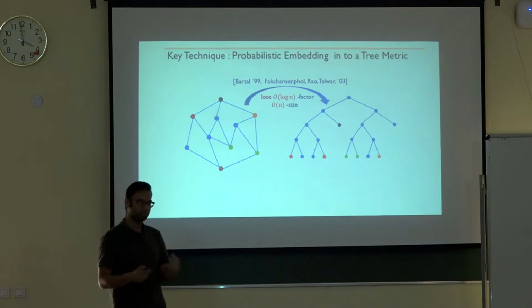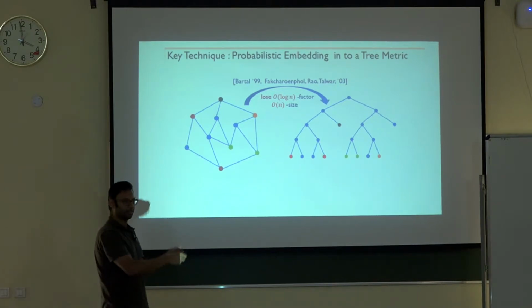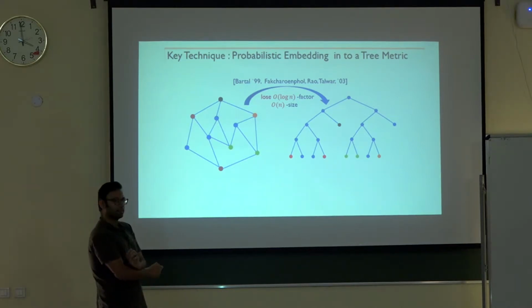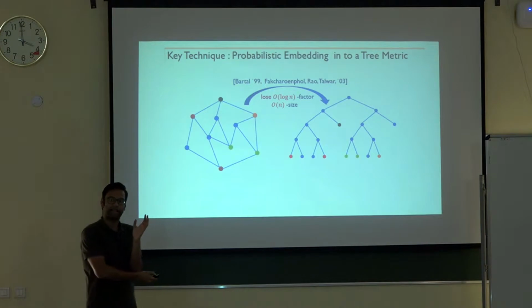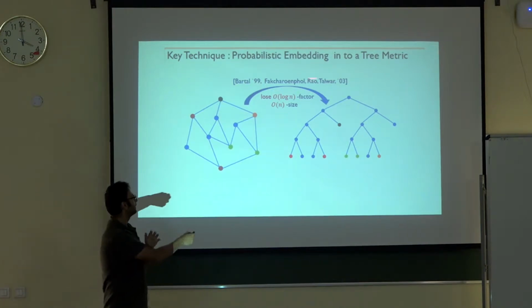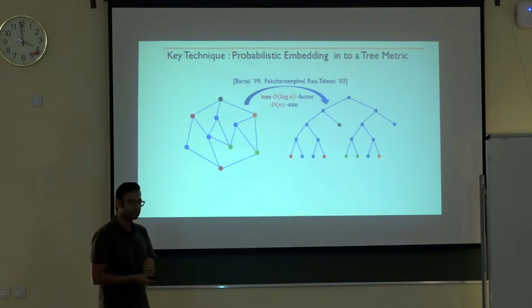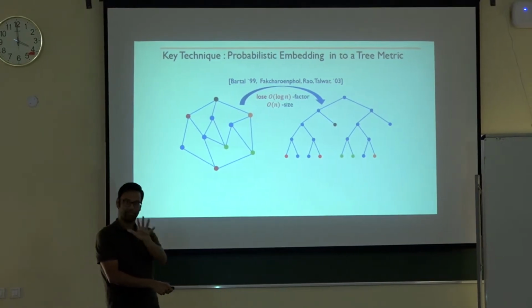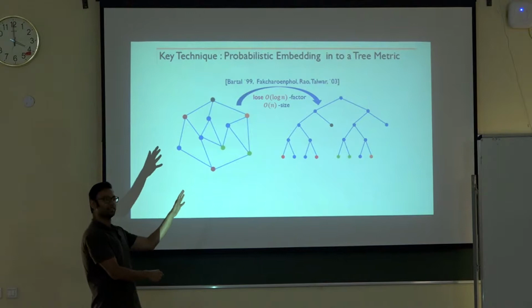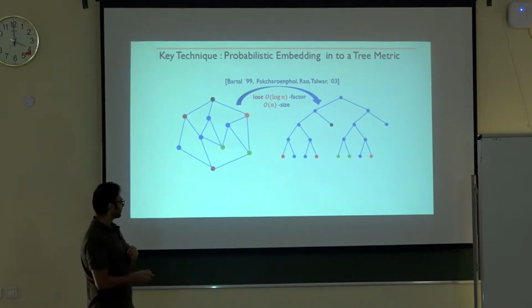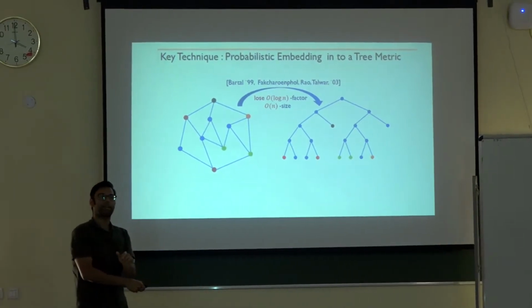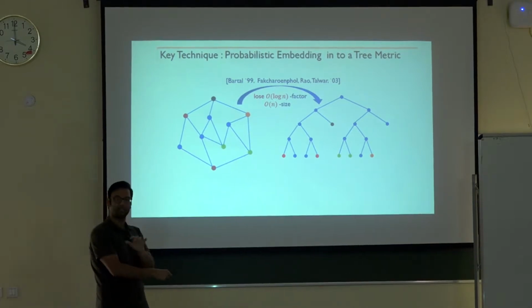So I'm assuming that my input graph is a metric. The edge lengths follow triangle inequality. So let's say I'm given this input graph. Then there is this seminal result by Bartal from '99, and it was later made tight by these three authors in 2003, which shows that you can essentially embed this graph into a tree kind of structure. It's not exactly a tree, it's a probabilistic tree. So you give a distribution of trees such that the distance between any two nodes is preserved up to a factor of log n. This is also known as the distortion of the metric.